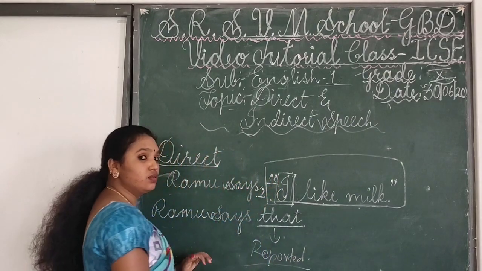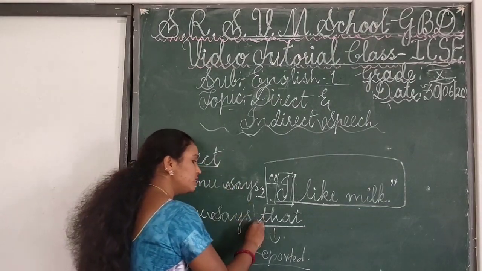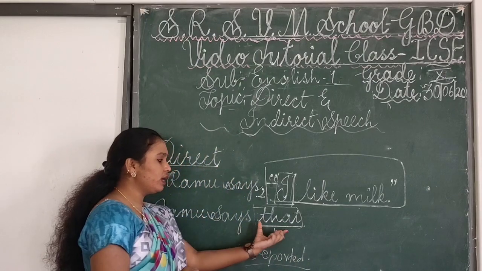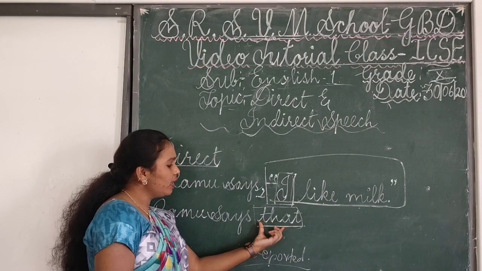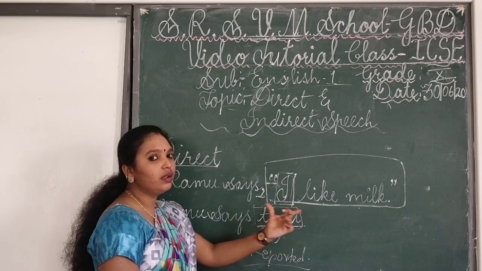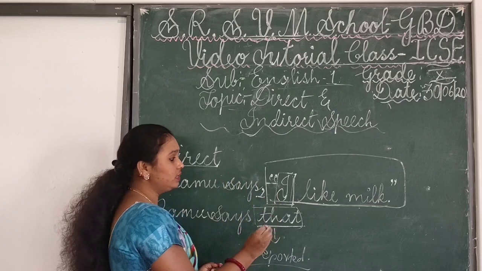The reported conjunction "that" is used in indirect speech only. Sometimes it is not at all necessary; it is not a compulsory word to be used. Okay? We can either use "that" in the sentence or we can leave it. Okay. Ramu says that he.